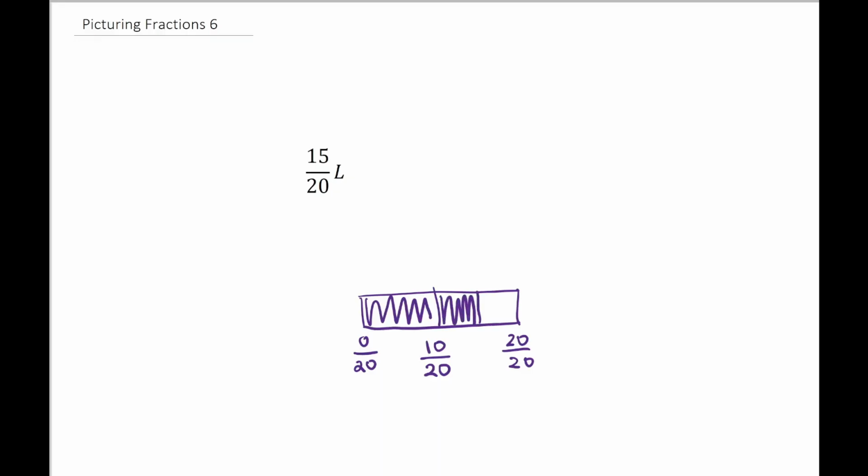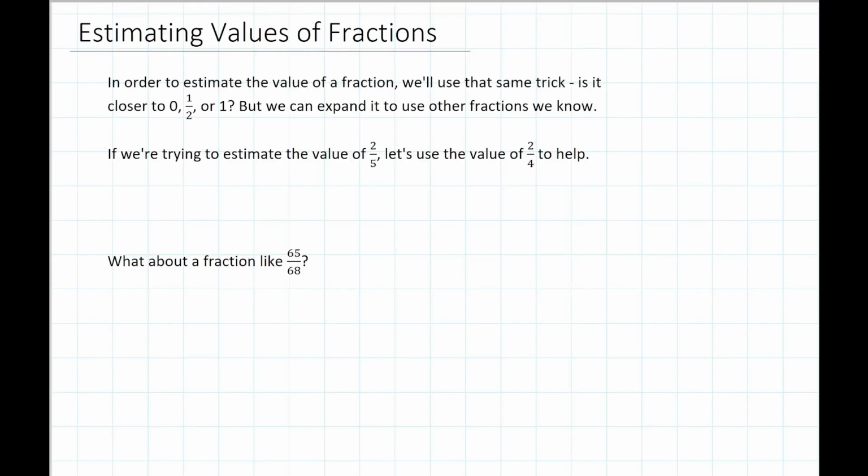15 is right in the middle. It's exactly between 1/2 and 1. Okay, so before we get on to really solving fractions and converting fractions, for now we're just going to estimate, just like we did on those last few ones. We're going to use that same trick, really.